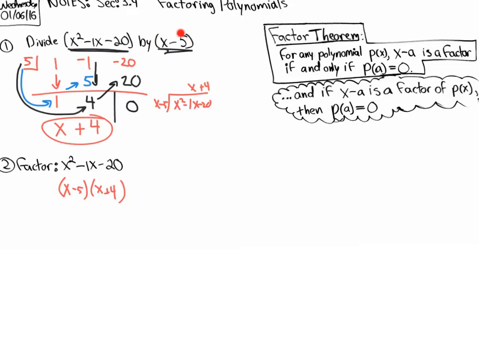So we already divided and we got a remainder of 0. That means that this really is a factor of this polynomial. So let's reiterate that. x minus 5 is a factor of this quadratic trinomial. So in other words, over here it says x minus a is a factor if and only if p of a equals 0. You might not remember, but p of a means for you to plug in the a value. So if we take a look at this problem, what would the a value be?